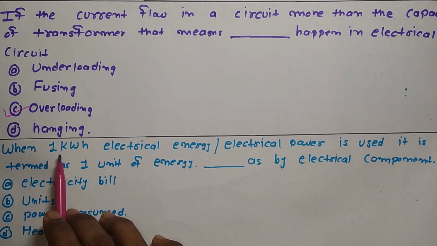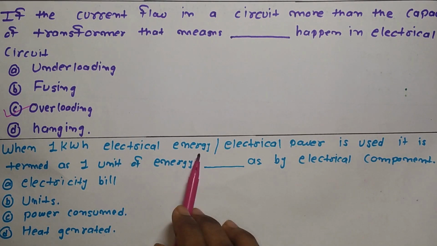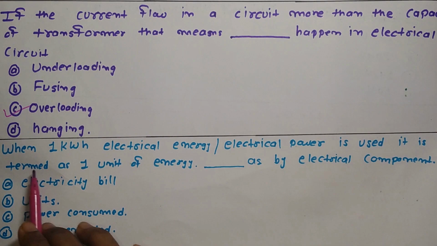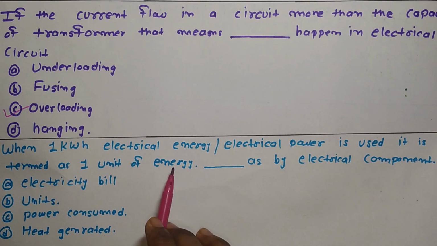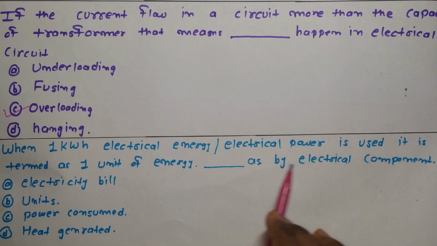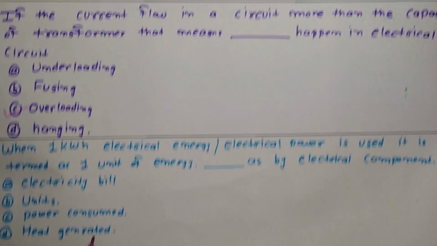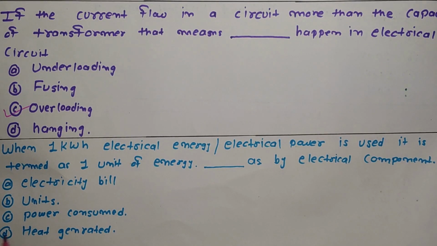When 1 kilowatt hour electrical energy or electrical power is used, it is termed as 1 unit of energy dash as used by electrical component. A. Electricity bill, B. Units, C. Power consumed, or D. Heat generated. So the correct answer is C. Power consumed.